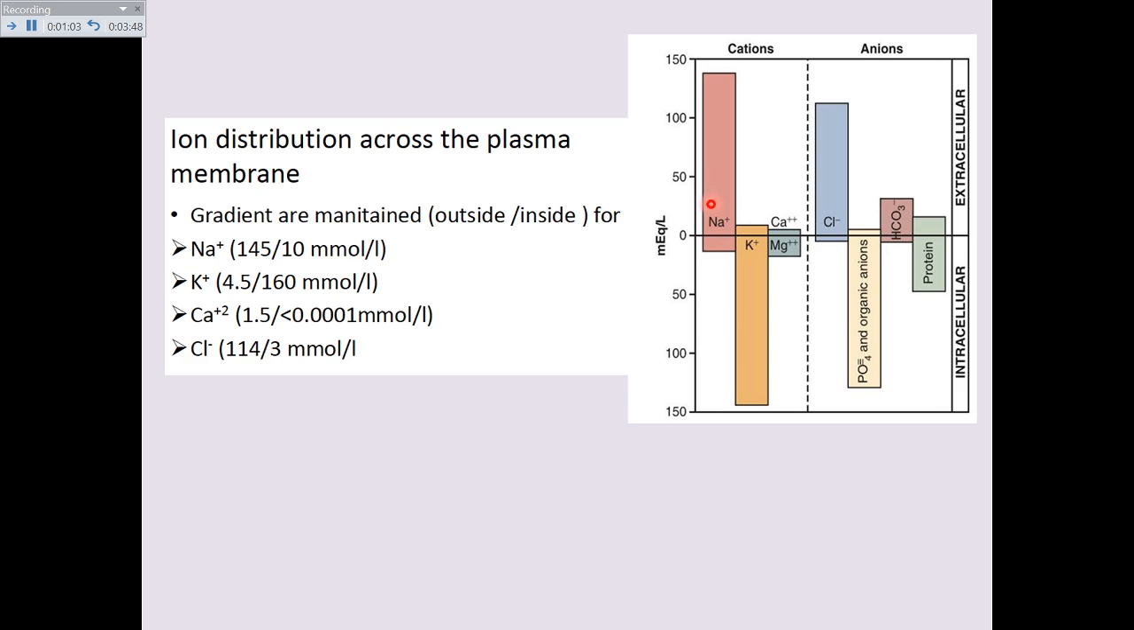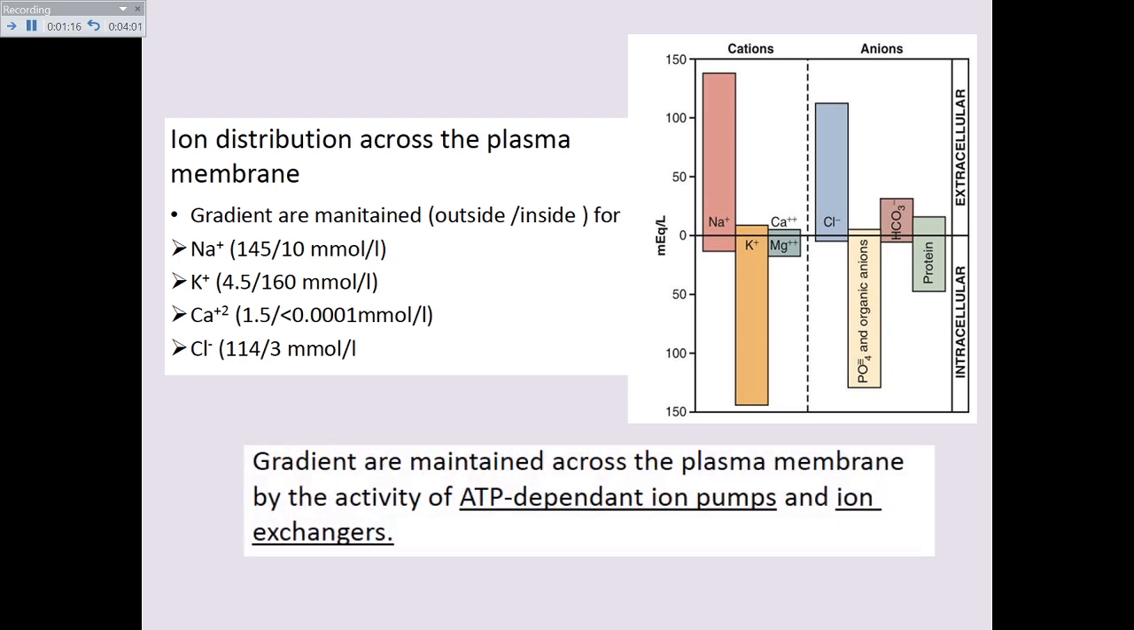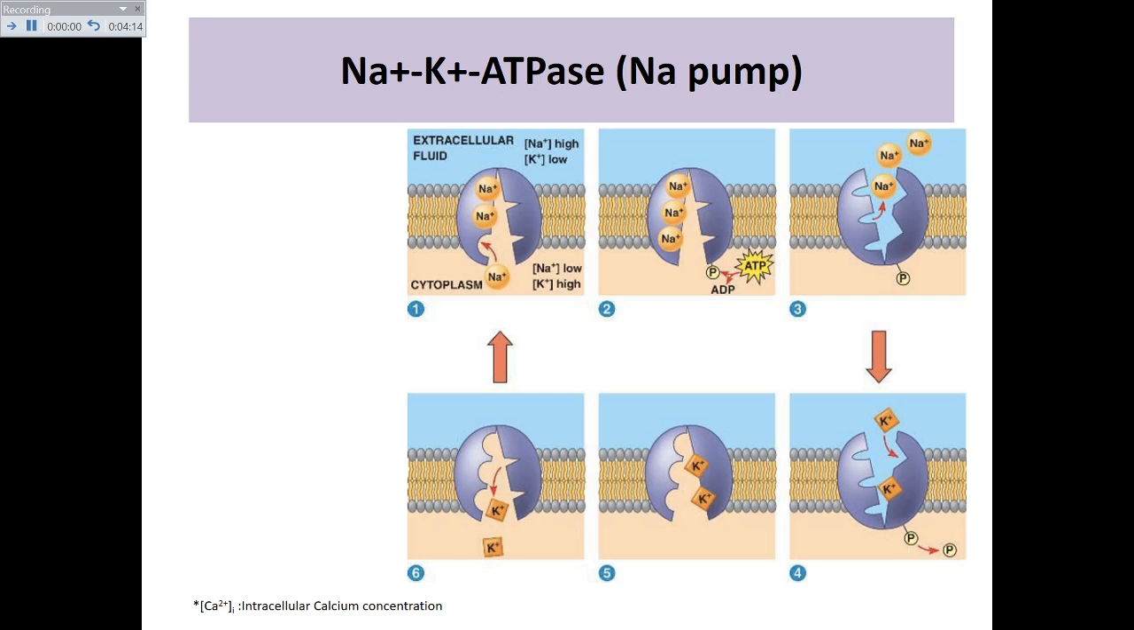Because of the action of several transporter proteins that are called ATP dependent ion pumps or ion exchangers. It's called ATP dependent because it uses ATP. They work against the gradient, against the concentration gradient.